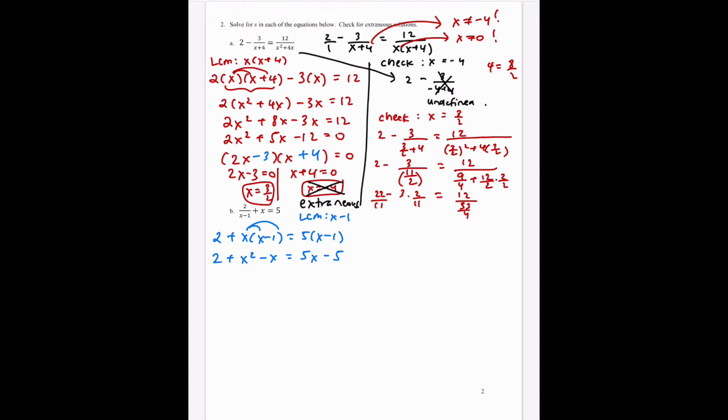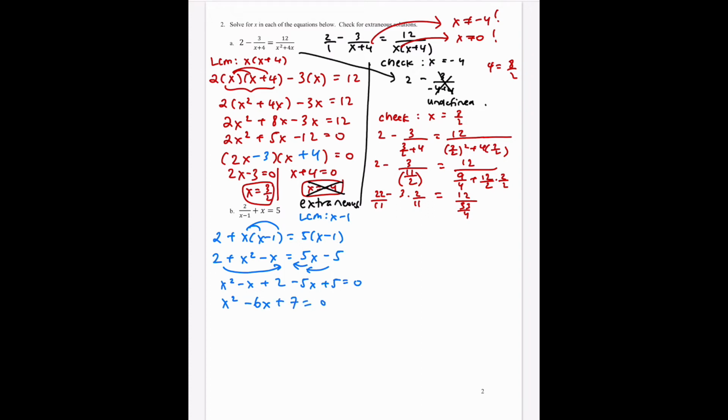Let's see. I'm going to switch this around a bit. I'm going to put the 2 over here, so it'll be x squared minus x plus 2. At the same time, I want to move this over to the left side. So I subtract the 5x and I add the 5. Then I combine like terms. So it'll be x squared minus 6x, because negative x minus 5x is negative 6x, and 2 plus 5 is 7.